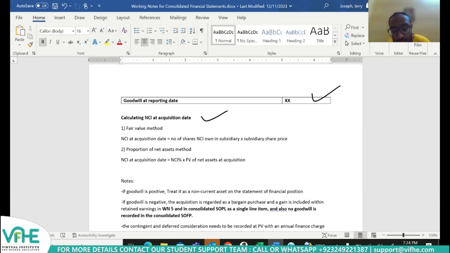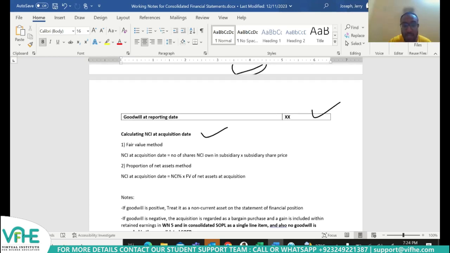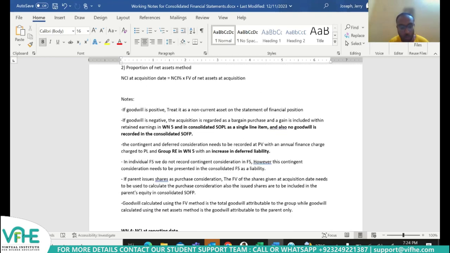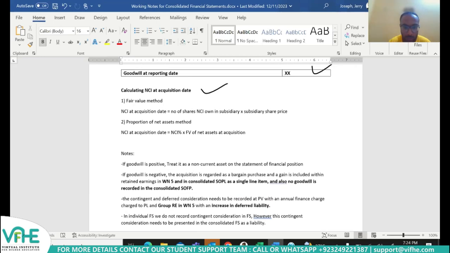However, proportion of net assets method, how do you calculate NCI? We will take the NCI percentage into the fair value of net assets at acquisition. That is, if it's 40%, I will take this total and multiply it with 40%, which is NCI percentage into the subsidiary's net assets at acquisition. Okay. That is how you calculate.